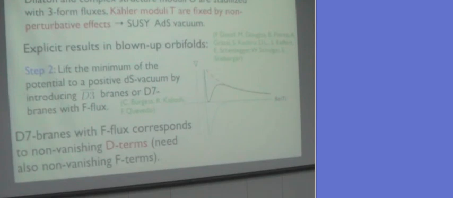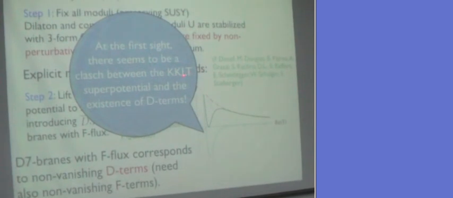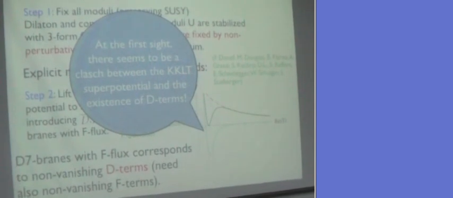So this is one issue, but there's another issue, because at first sight there seems to be a clash between the KKLT superpotential and the existence of D terms, and this again is related to these anomalous shift symmetries which we already discussed before. So let me briefly introduce the D terms. A D term potential in the scalar potential arises from the existence of a gauge shift symmetry, and perhaps this is now related to Nati's question 50 minutes ago or so.